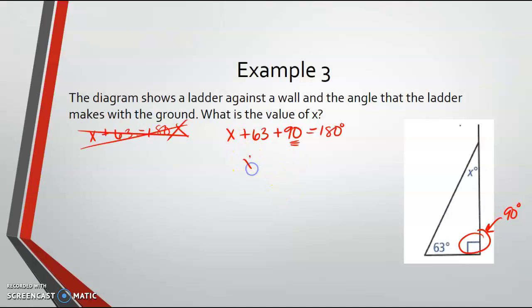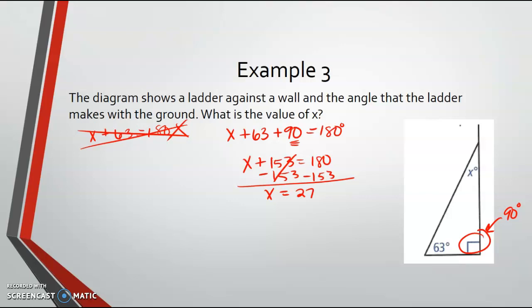From here, I'm just going to combine like terms. So x plus, and then 63 plus 90 is 153, equals 180. I'm going to subtract 153 from both sides. So then x will equal 180 minus 153, which is 27. So that's what would go in there, and that is our value of x. Again, we cannot forget the 90 degrees.